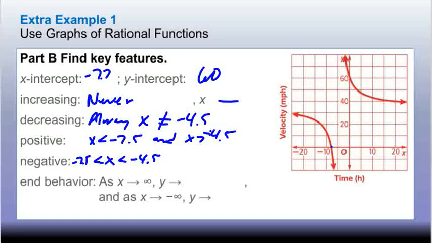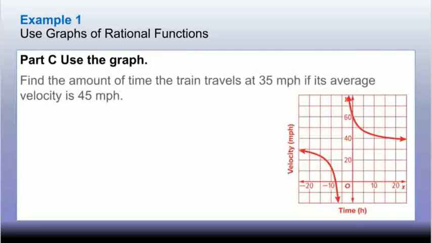End behavior: as x approaches positive infinity, y approaches 35. As x approaches negative infinity, y approaches 35. And I'll use that to answer the question. It says find the amount of time the train travels at 35 miles per hour if its average velocity is 45 miles per hour.